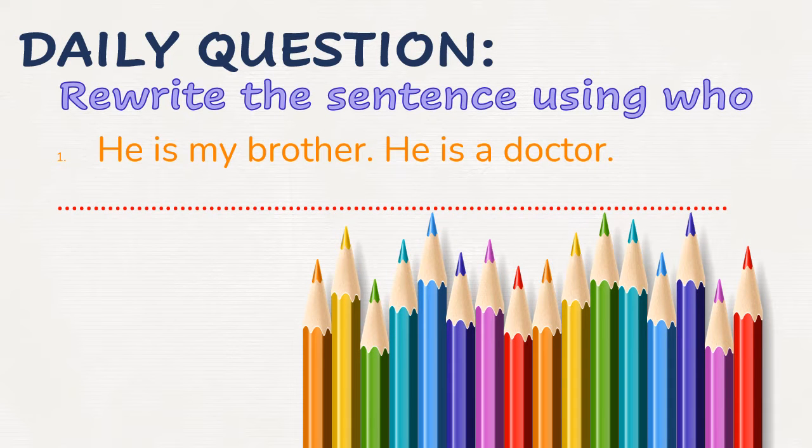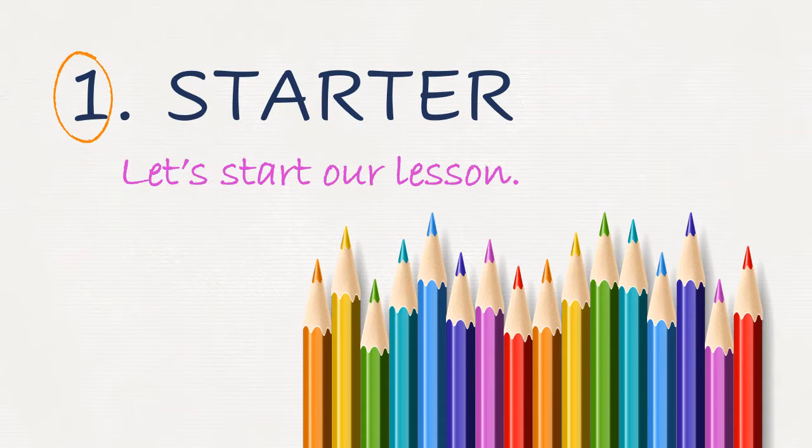Daily question, just a quick revision on relative pronouns that we have studied over the past 2 weeks. Number 1, he is my brother, he is a doctor. Try to rewrite the sentence using who. Easy. Remove the full stop, remove the repeated pronoun, and say it, he is my brother who is a doctor. Okay, the starter, let's start our lesson for today.